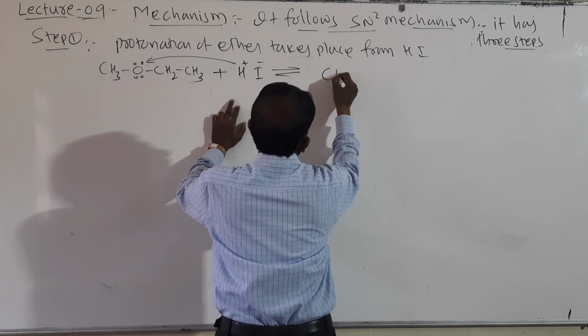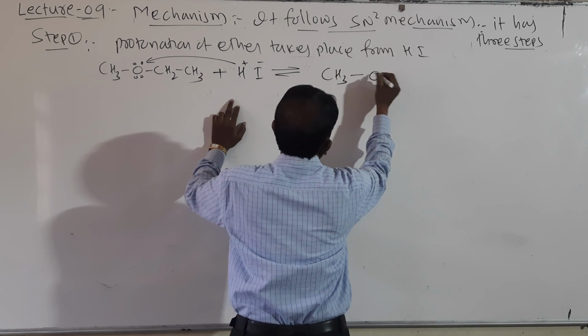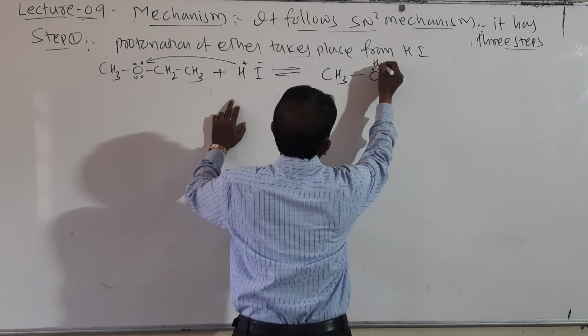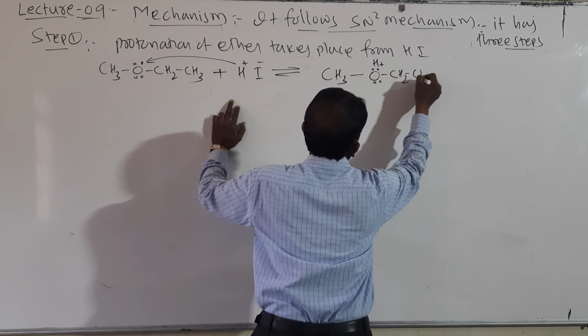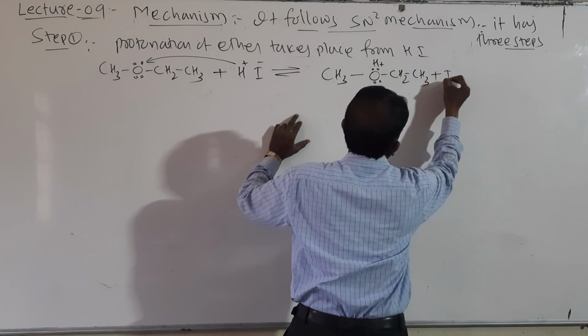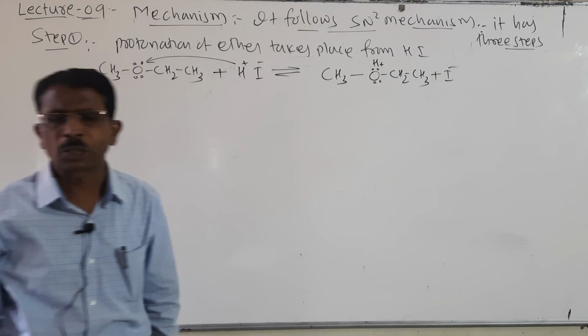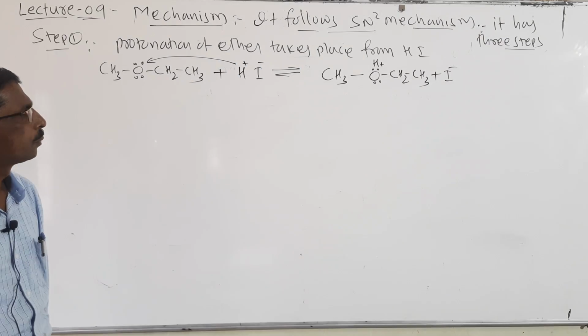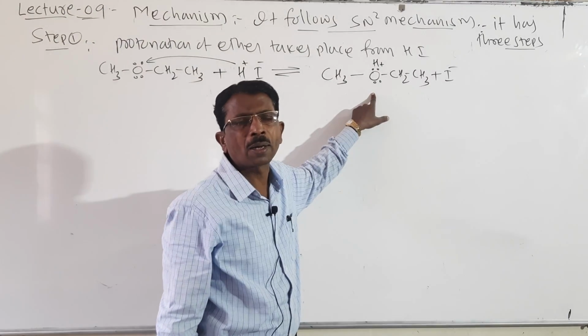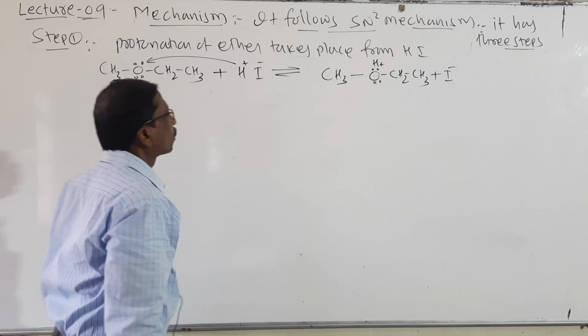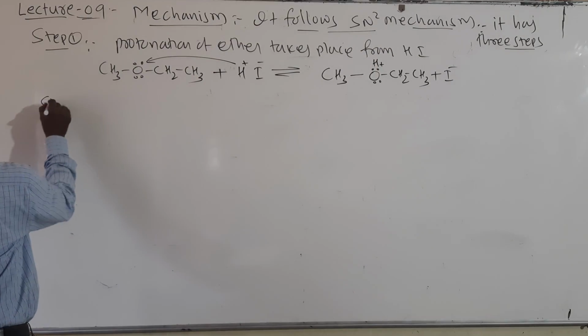Then H plus attacks here, and it forms CH3O+HCH2CH3 plus I minus. Look here students, it is the first step. This is called protonated ether, or oxonium ion. So then step 2.